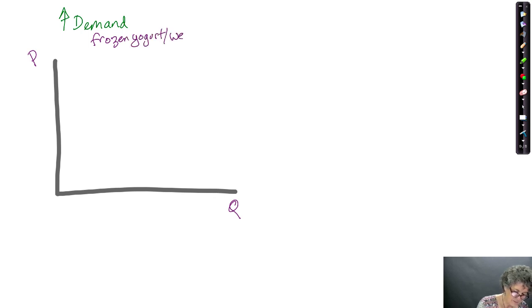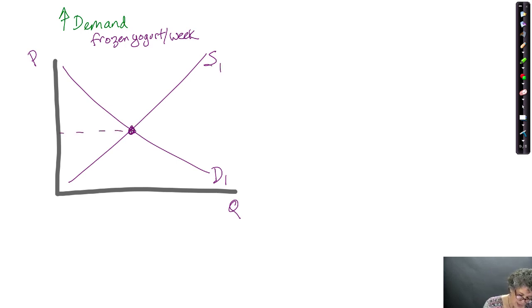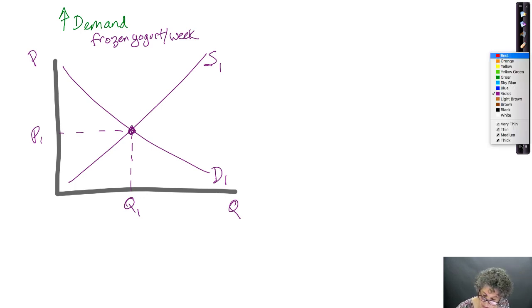So this is the number of 6-ounce cups of chocolate-flavored frozen yogurt that people want to buy in a week. There's some initial demand curve, D1. Again, it doesn't matter if it's a straight line or not. Just downward slope. An upward sloping supply curve, S1. There's an initial equilibrium. And at that initial equilibrium, the initial price is price P1, and the initial quantity is quantity Q1.